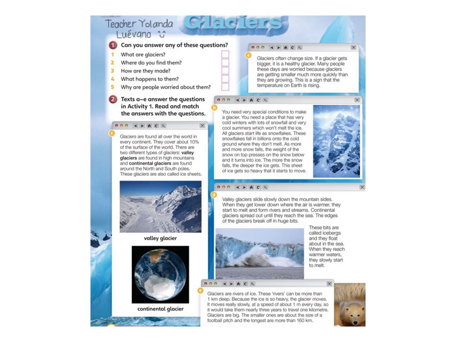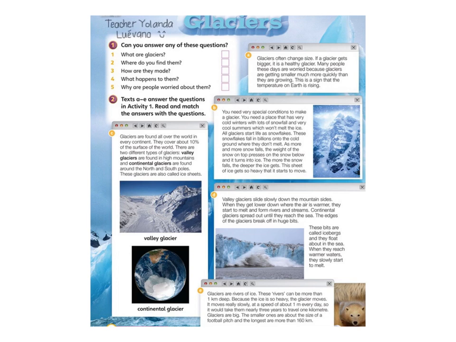C. Glaciers are found all over the world in every continent. They cover about 10% of the surface of the world. There are two different types of glaciers. Valley glaciers are found in high mountains, and continental glaciers are found around the north and south poles. These glaciers are also called ice sheets. So we have the difference. A valley glacier, look, this is a mountain. And a continental glacier, can you see? A full continent with ice.